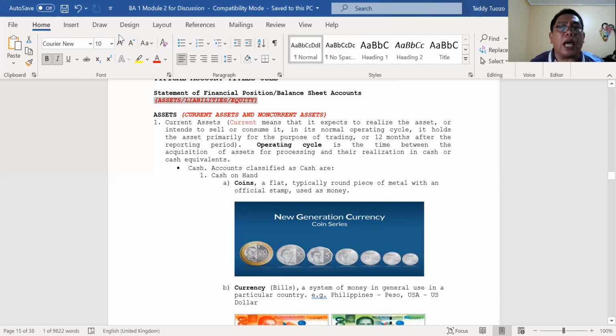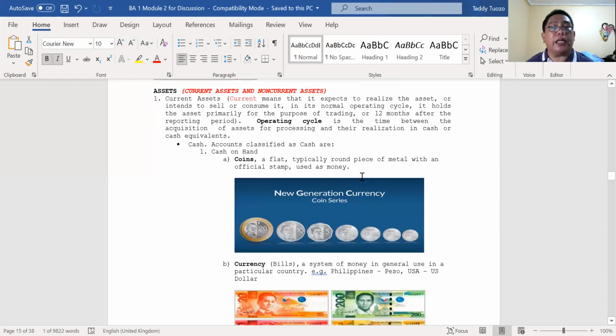So normal operating cycle, if the business is selling Christmas decor, of course, it would only be starting September to December. Of course, no one will buy after December, no? So only from September. So the normal operating cycle for some businesses would depend on the nature of the product that they are selling.